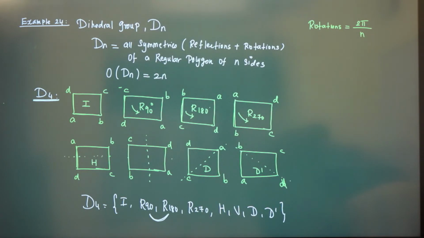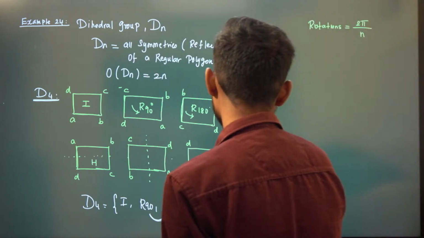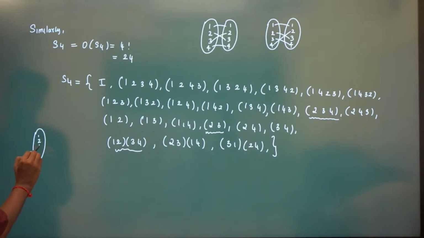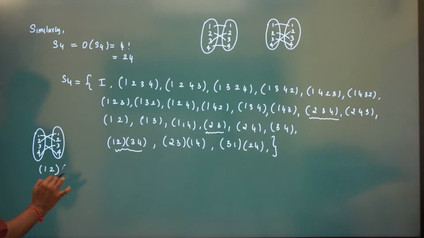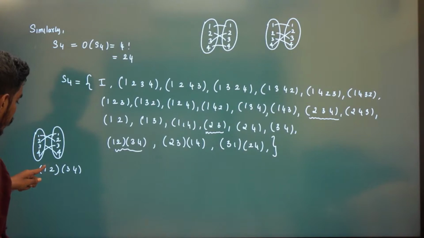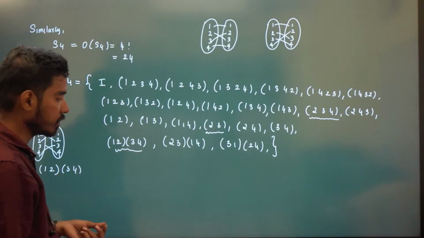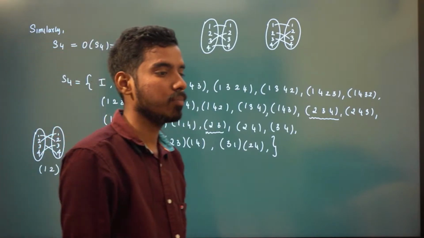See, (1 2)(3 4) means 1 goes to 2, 2 goes to 1, 3 goes to 4, 4 goes to 3. So you cannot write this in a single cycle. 1 goes to 2, 2 is going to 1 again, so you need to close this cycle. Then 3, 4. This permutation you cannot write in a single cycle, because 1 goes to 2, 2 is coming to 1. It is closed, which means you need to form a new cycle again. That is why we have a product of two cycles as one permutation.